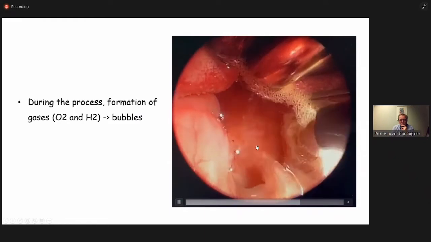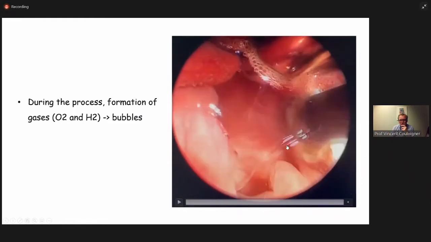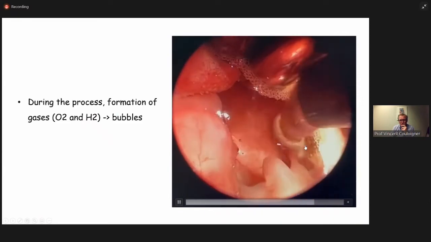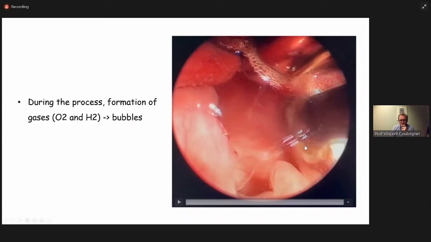During the process, some gases are produced, and this explains why you can see some gas bubbles during COBLATION. It is due to the production of oxygen and hydrogen.